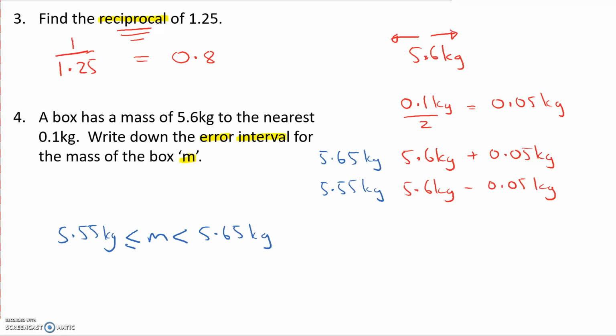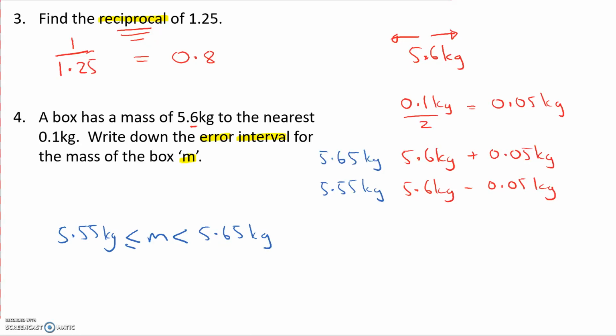So this is our error interval. It says M is greater than or equal to 5.55 kilograms and less than 5.65 kilograms. So why have we got a less than or equal to, or greater than or equal to here, and a less than with no equals on here? Well, this is about rounding. Right, if the mass actually was 5.55 kilograms, when we round it to one decimal place like we've got here, then that's going to round up to 5.6 kilograms, which is what we want.